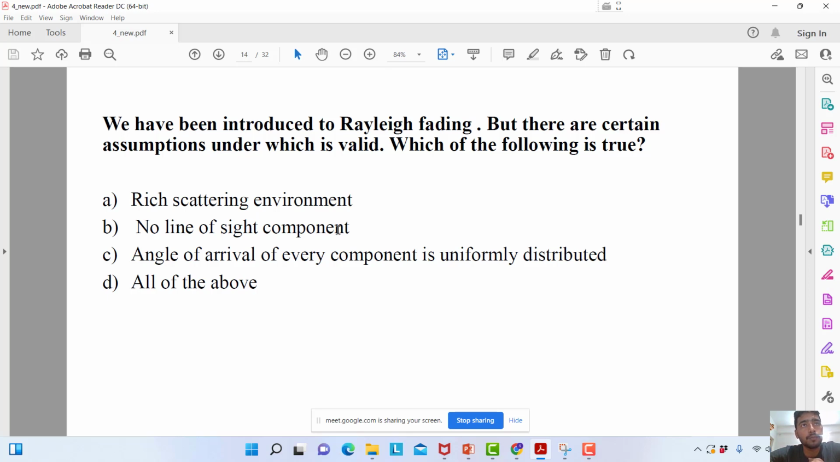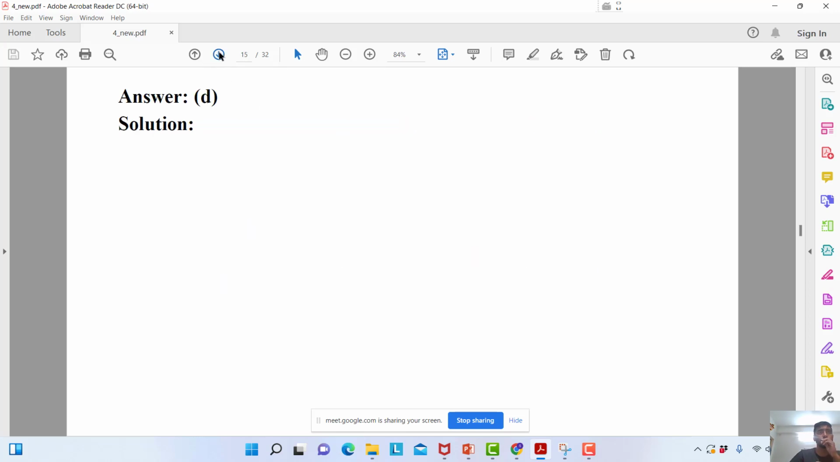Relay is used for the NLOS component. Angle of arrival of every component is uniformly distributed. Yes, when you derive the PDF you will get that; it's mostly uniform. And the last option is all of the above. So the answer is D. All three statements are true for relay fading. Okay, the answer is the D part. This is the answer of this question.